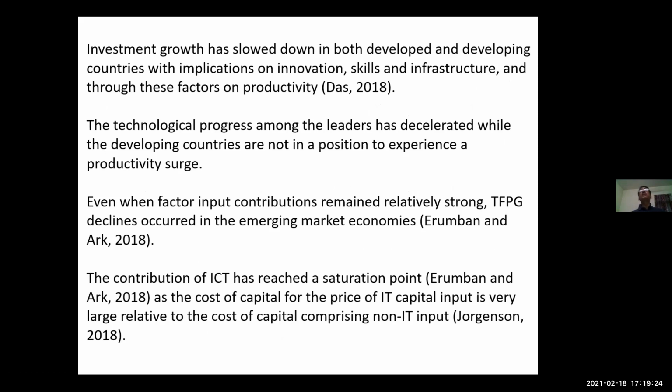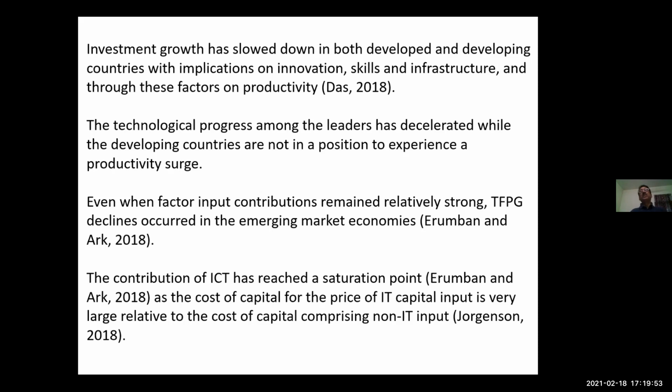Investment growth has slowed down in both developed and developing countries, with implications on innovation, skills, and infrastructure. So many firms are not able to pursue innovative activities just to get tax benefits. They show in terms of pen and paper that they have undertaken them, but the genuine innovative activities have slowed down.